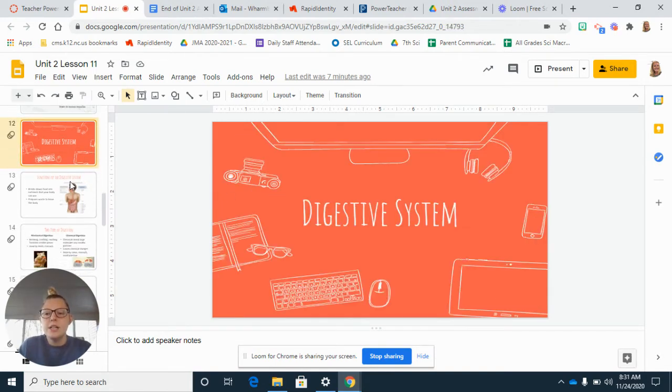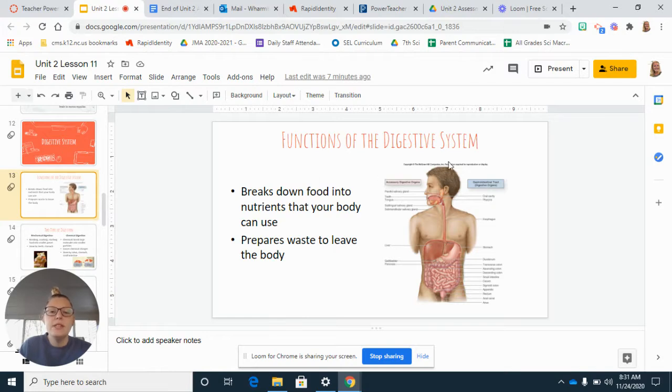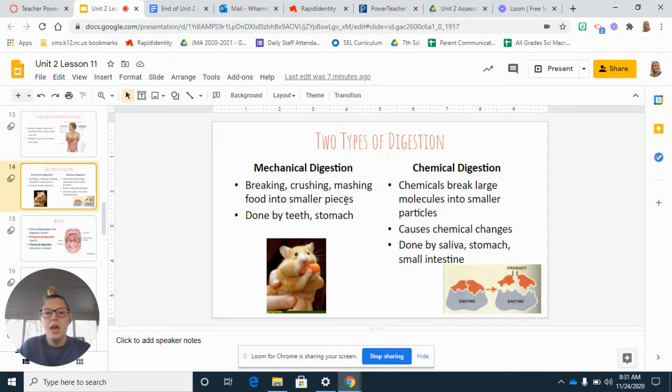Here is our digestive system. The functions of the digestive system are that it breaks food down into nutrients that your body can use, and it prepares waste to leave the body. There are 2 types of digestion: mechanical digestion and chemical digestion. When it's mechanical, there's no chemical process happening. Mechanical is just breaking, crushing, mashing.